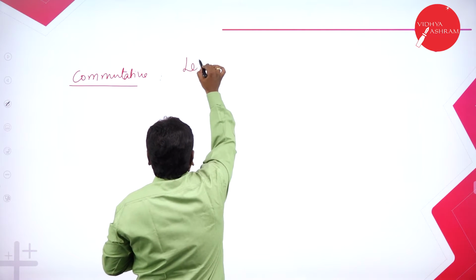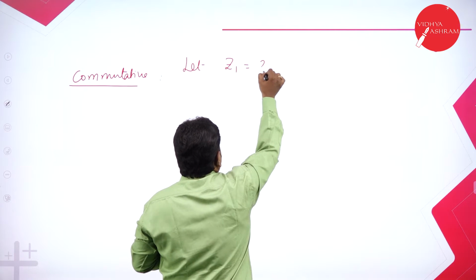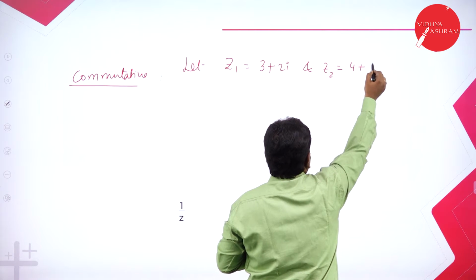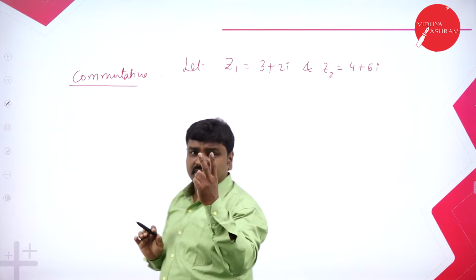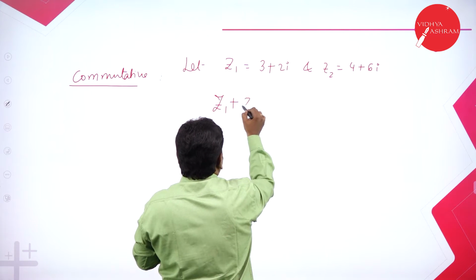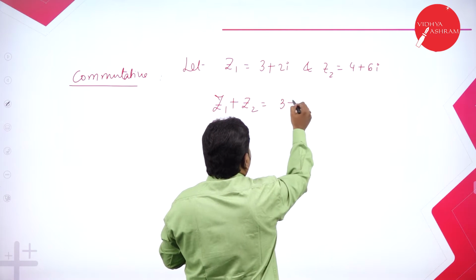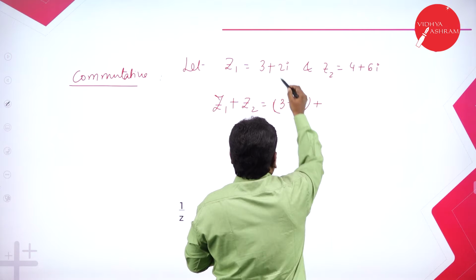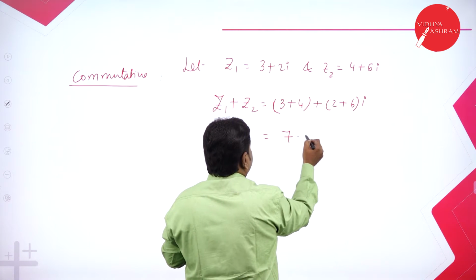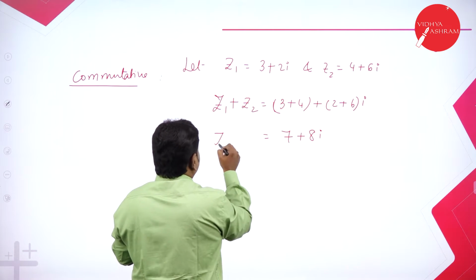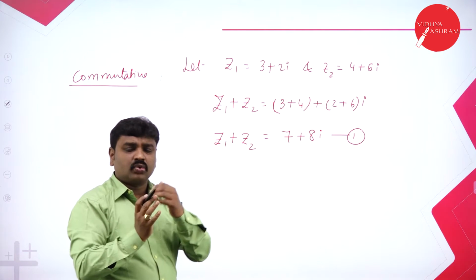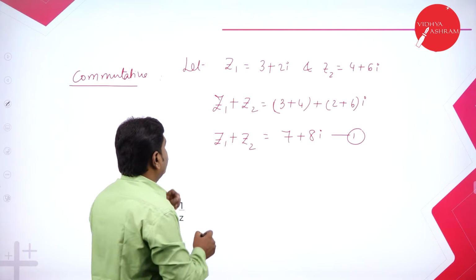So let us take two complex numbers. I'll take z1 is equal to 3 plus 2i and I'll take z2 is equal to 4 plus 6i. Fine. So I've taken two complex numbers, you can see they are in a plus ib form. We add the two complex numbers, z1 plus z2. So it will become 3 plus 4 plus i times 2 plus 6, that is 7 plus 8i. So now we got z1 plus z2. Call it equation 1. So now I added two complex numbers and I got this. Now perform the reverse.